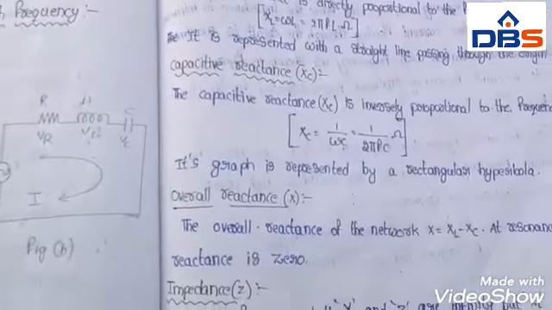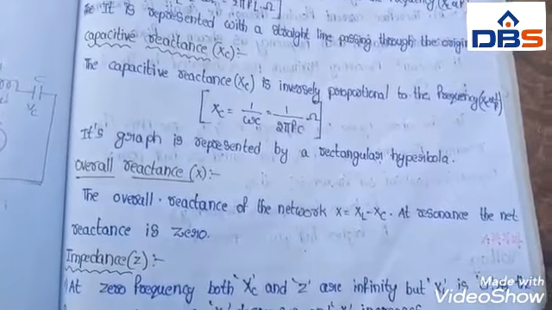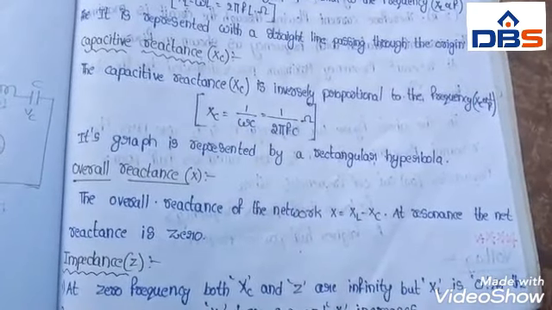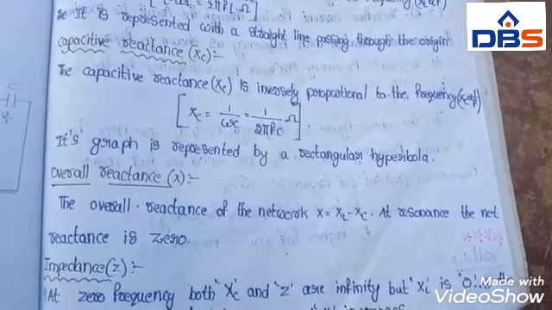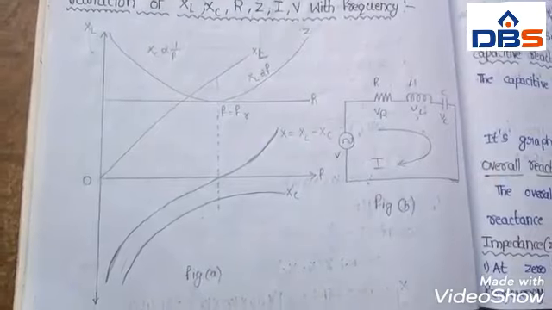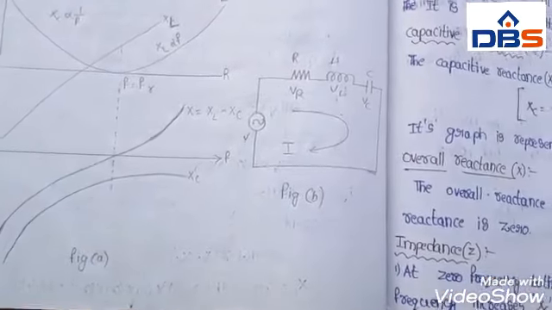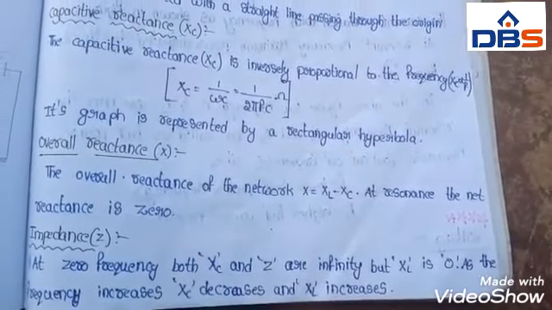Another parameter is capacitive reactance. Capacitive reactance XC = 1 by omega C, that is equal to 1 by 2 pi f C. So XC is inversely proportional to the frequency. Its graph is represented by a rectangular hyperbola. XC is a rectangular hyperbola.